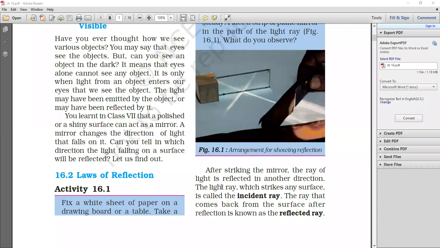In a dark room we can't see anything. Why? Because no light is there, no reflection is there. Okay, so the first thing to understand in this chapter is what is reflection. What is reflection? The process of sending the light ray back is known as reflection of light.